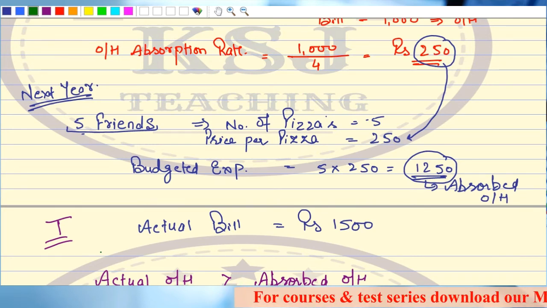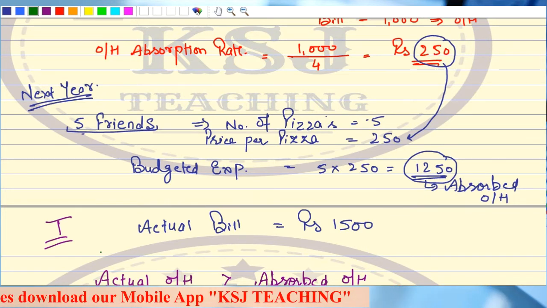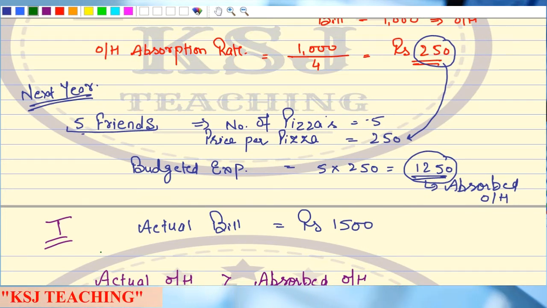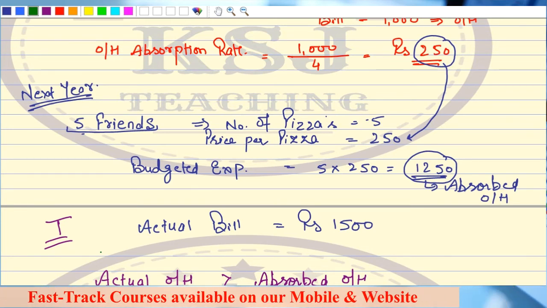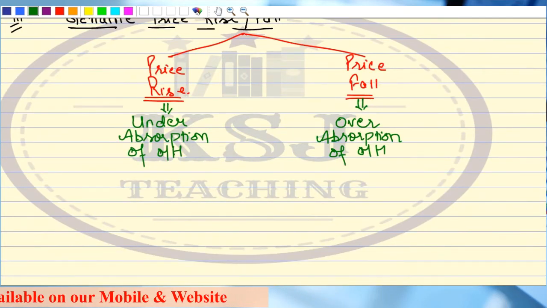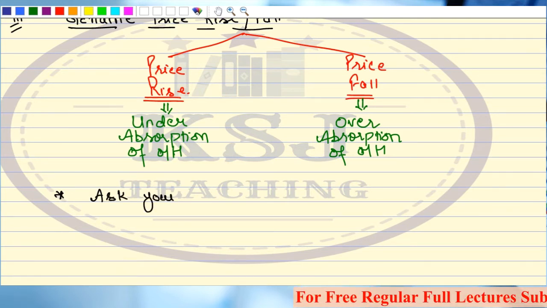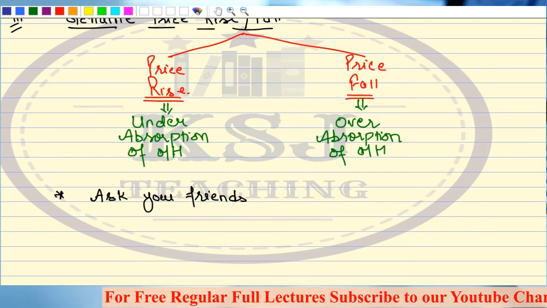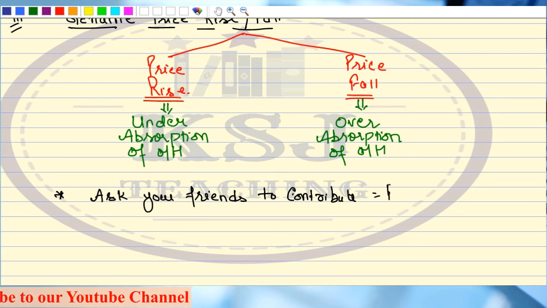What will you do? Sir, very simply, if they are your good friends, you will ask all of your friends to contribute. Now, the question is how you will decide the contribution? In this case, when it is due to genuine reasons, you will ask your friends to contribute 250 rupees.